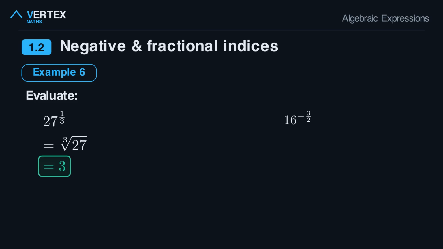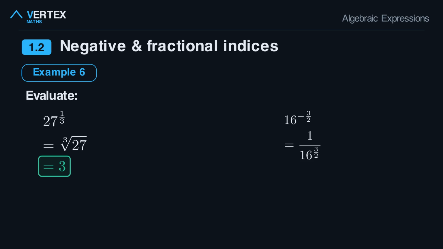Now let's look at 16 to the minus 3 over 2. Here we have two things going on at once, a negative index and a fractional index. Let's always deal with the negative sign first. The negative index becomes 1 over 16 to the positive 3 over 2. Now handle the fractional index.